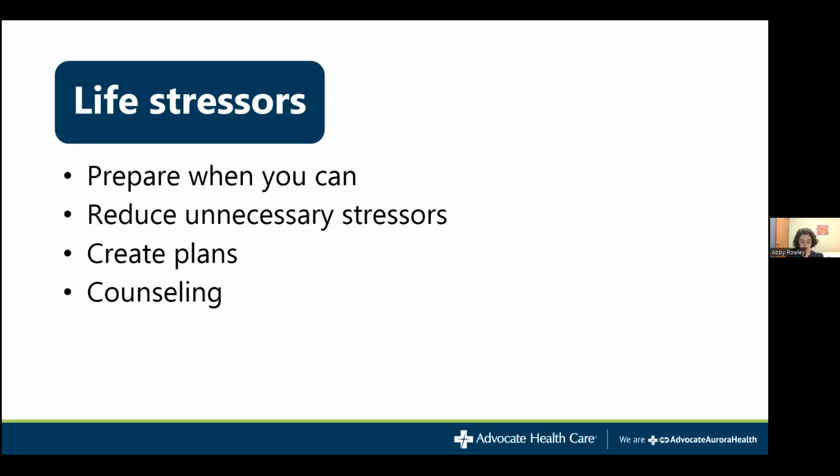We want to try to create plans, determine what is actually the cause or the source of the stress, address that aspect of the situation, and create a plan for it. Using visuals again is another great way to create that plan so that it becomes less stressful for the individual. And sometimes counseling is also needed for certain life stressors, right? And that's true for all individuals. There are sometimes in our lives when there are situations that are just really difficult to cope with. And so it might be really beneficial for the individual with Down syndrome to engage in therapy to help them manage the stress and express themselves appropriately.